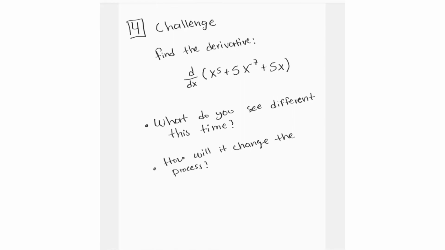Now let's go to box number 4, and for this one you have the challenge, so you can try it by yourself. In this one you're going to find the derivative, which is going to be this one. And what do you see different this time? How will it change the process?